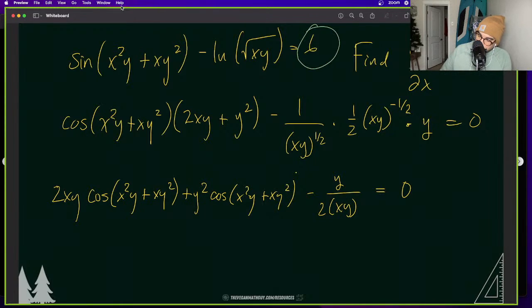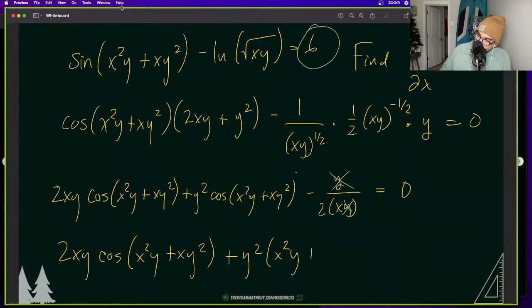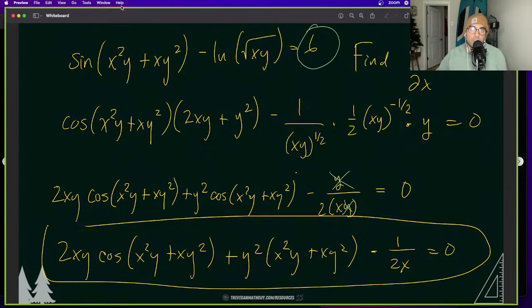I guess the only thing we can really do is cancel out the y that's on top and the bottom on that last term. So we're just left with this. That is our partial derivative in terms of x. Not bad, right? Okay, so that was that first problem that I had not completed.